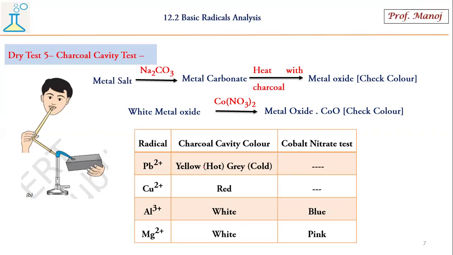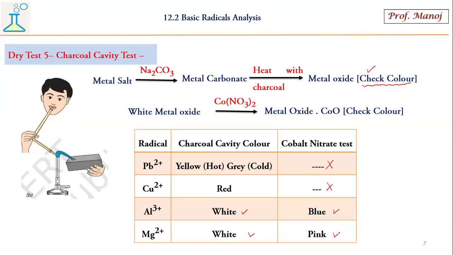Pb plus 2 gives you yellow color when hot, it becomes gray when cold. Since both of them are colors, we don't have to perform cobalt nitrate test. Copper over here will give you red color, so we don't have to perform cobalt nitrate test. When the metal salt is aluminium or magnesium, they give you white color over here in the charcoal cavity. So you need to perform the second step for them, and they will give you different colors after cobalt nitrate.